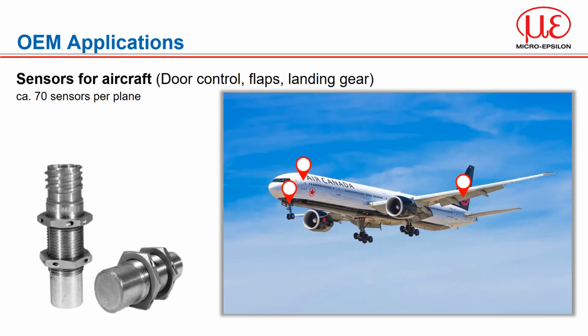Eddy current sensors from Micro-Epsilon have even found themselves on aeroplanes. Flight qualified, they are used to check flaps, landing gear and door controls with up to 70 sensors fitted on a plane.